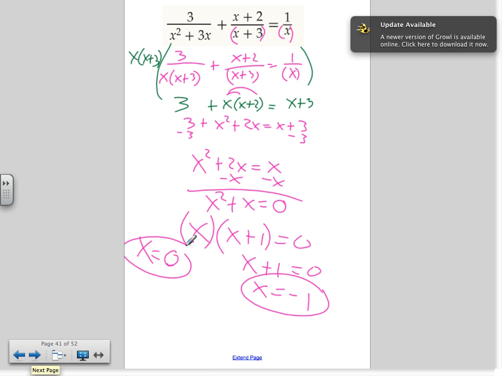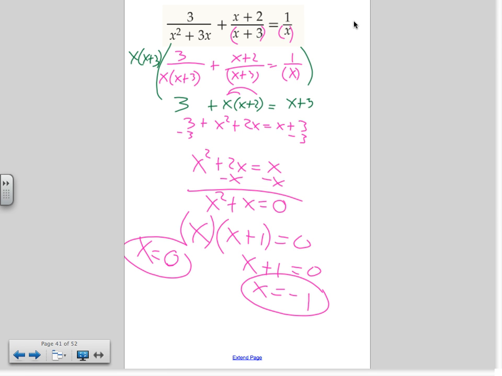But do not be happy yet because here's a big problem. Remember we talked about excluded values before? What are excluded values? What cannot be 0? The denominator. So let's go back to the beginning problem. We got 2 solutions. Negative 1. If we plug negative 1 back into x in the bottom, any chance of those turning to 0 ever? No. Look at it.